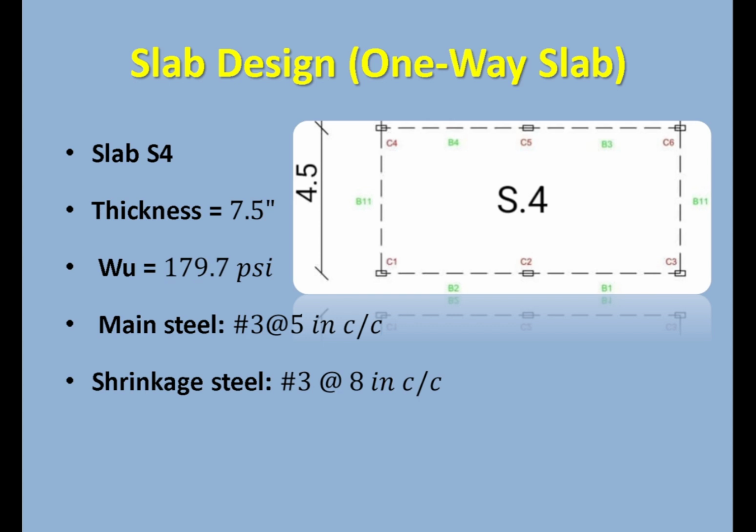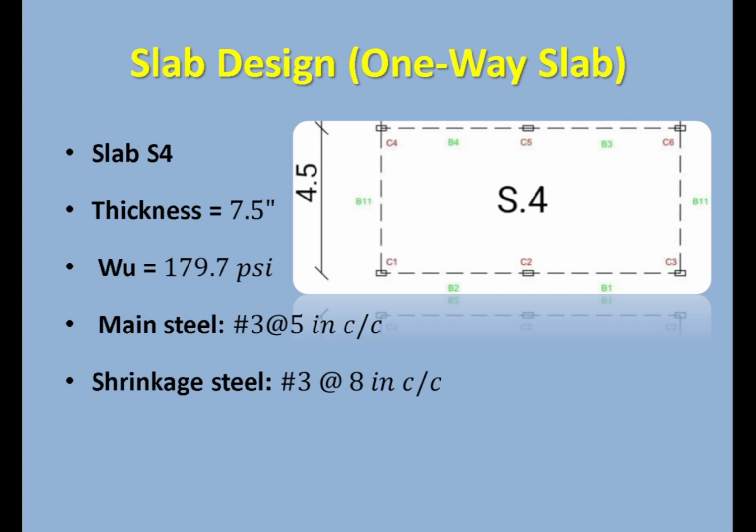For example, slab number 4, we designed it with a thickness of 7.5 inches and an ultimate load of 179.7 psi. And we have the reinforcement, which is the main steel, bar number 3 at 5 inches center to center, which is the spacing. And we also have the shrinkage steel, which is bar number 3 at 8 inches, which is parallel to the longer side, and 5 inches is parallel to the shorter side.